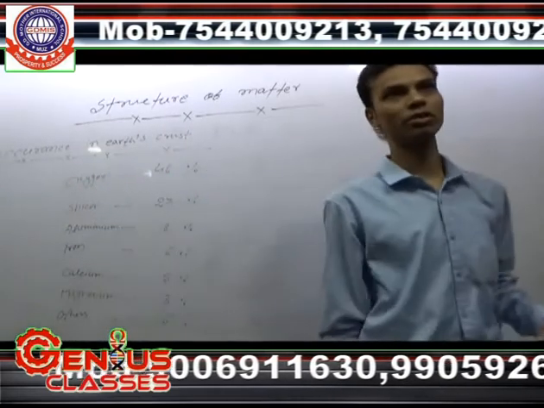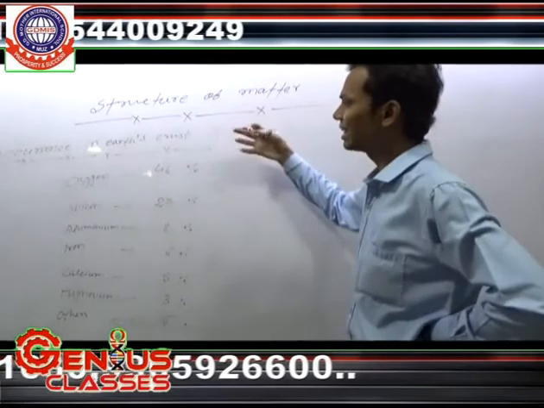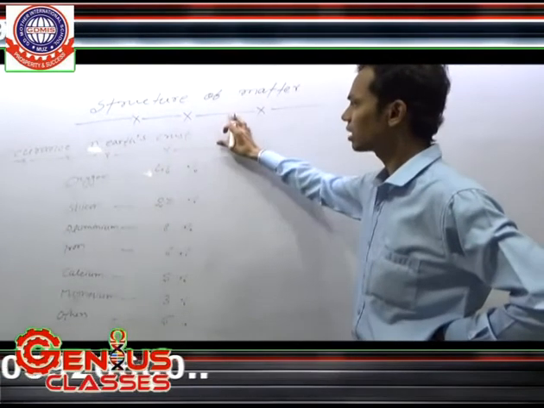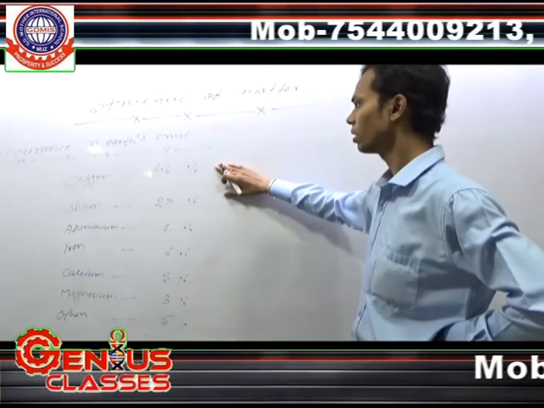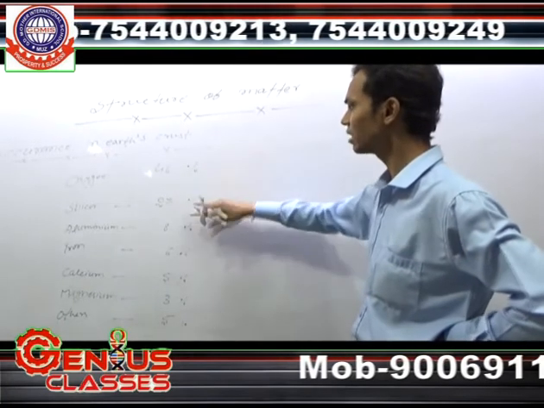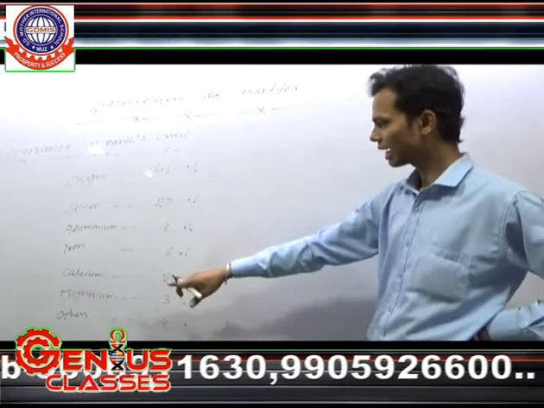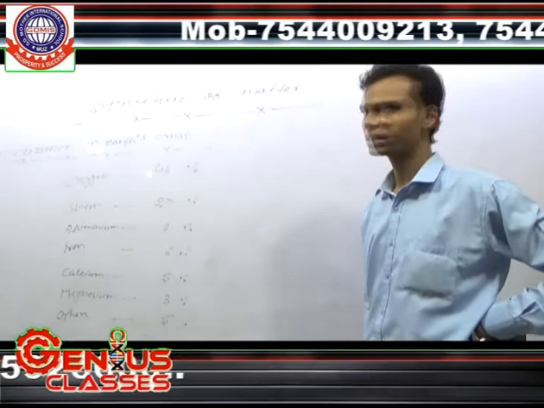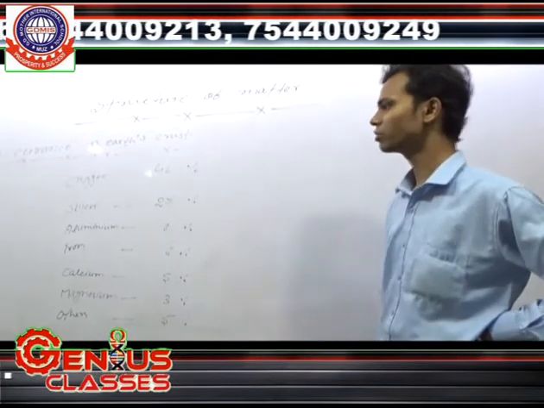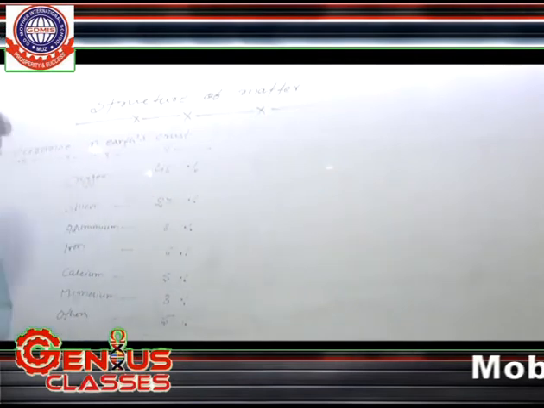The percentage distribution of elements in the earth crust. We can study it as occurrence in earth crust. Oxygen is present in earth crust in the amount of 46%, silicon 27%, aluminium 8%, iron 6%, calcium 5%, magnesium 3%, and others 5%. This is the percentage distribution of different elements in the earth crust. These all are elements.